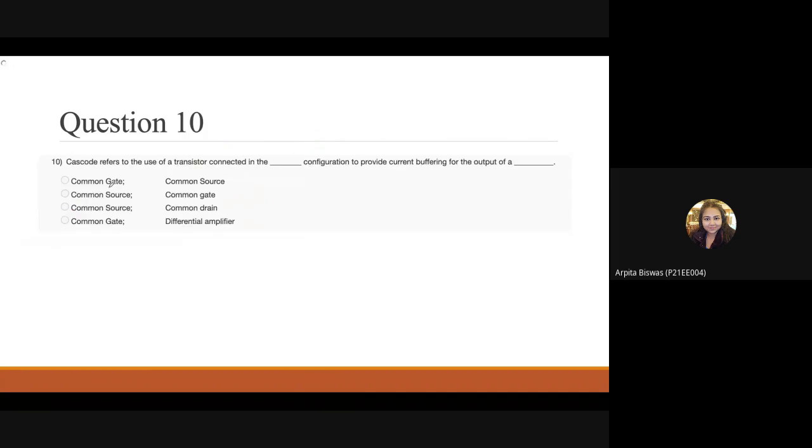This is question number 10. It refers to the use of the transistor connected in the dash configuration to provide the current buffering for the output of a dash. So find out the right answer. First option, ma'am. Yes, option A is the right answer: common gate and common source.